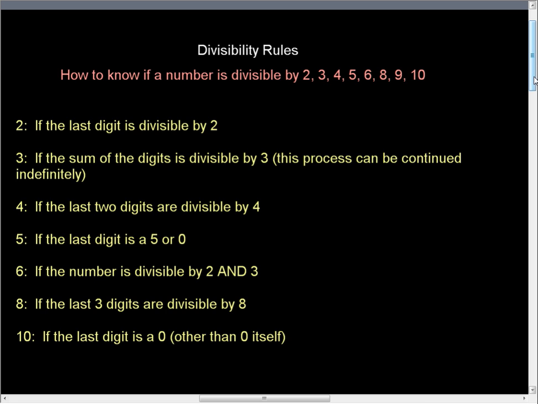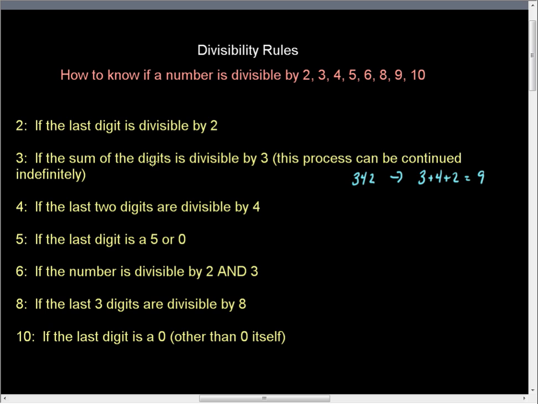Alright, so just taking a look at these. 2: a number is divisible by 2 if the last digit is divisible by 2. In other words, if the number is an even number. 3: if you add up all the digits. So let's take an example. We want to see if 342 is divisible by 3. So we add 3 plus 4 plus 2, which is 9, and that is divisible by 3.